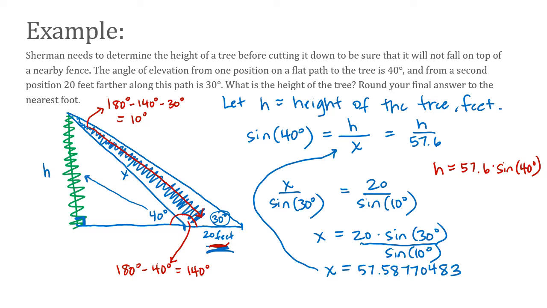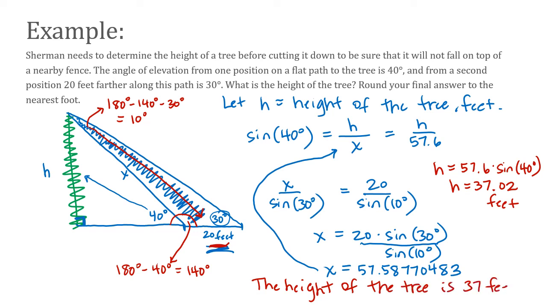And when I put that into my calculator, I got that h is equal to approximately 37.02 feet. This one asked me to round to the nearest foot, so I'm going to say that the height of the tree is 37 feet.